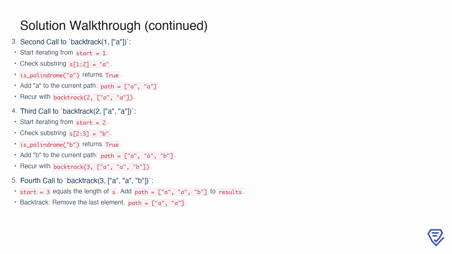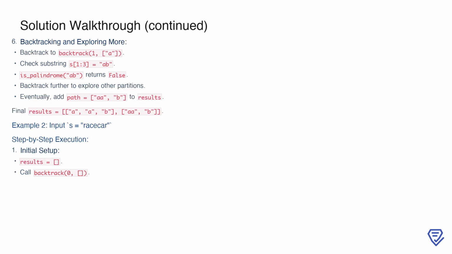Afterward, we backtrack by removing the last element from the path, reverting it so we can explore other potential partitions. By backtracking further, we return to the second call with path equals [a]. From here, we now check the substring s[1:3], which is "ba". However, "ba" is not a palindrome, so we skip it and continue exploring other possibilities.